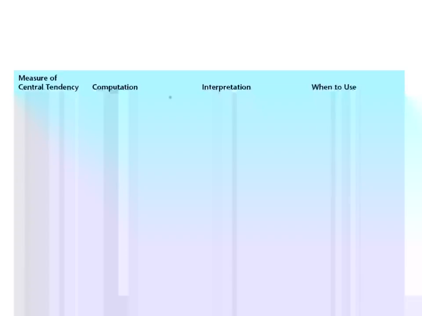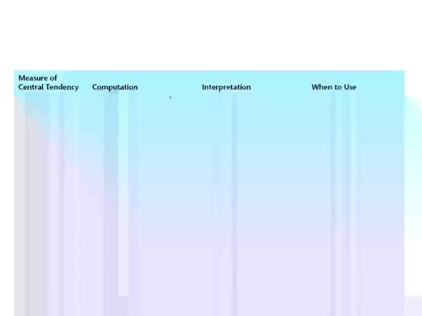We also have a median, which is where you arrange your data in ascending order, and then you find the observation that divides your data in half, so that you have half of the observations below and half of the observations above. And this is nice to use when you have data that is skewed left or skewed right. It is more resistant to outliers.